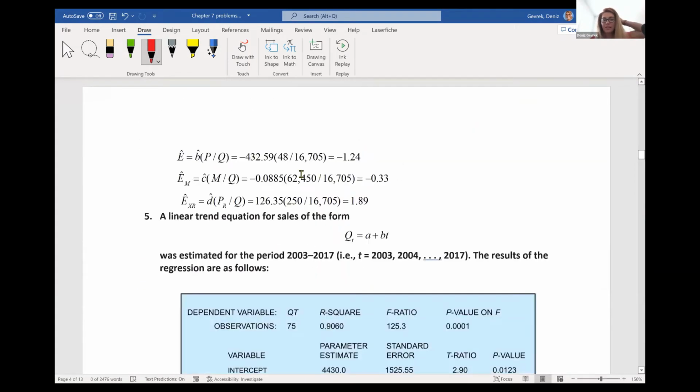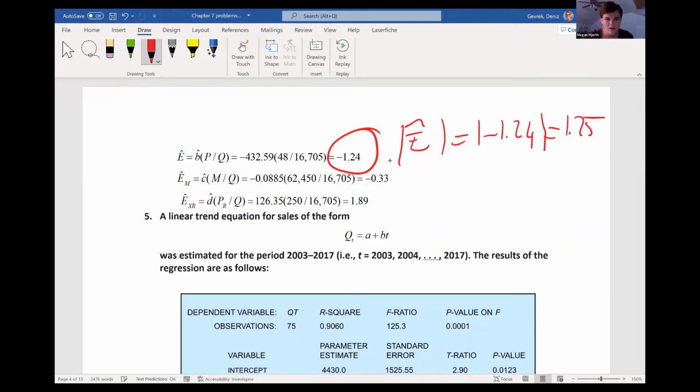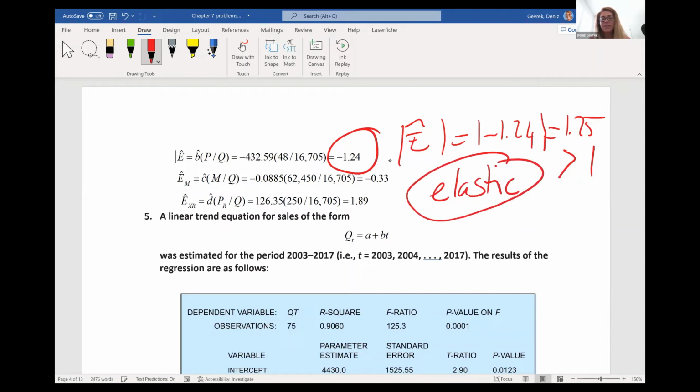So once you get that, elasticity is negative 1.21. What does it mean in English? First of all, is this elastic or inelastic? Less than 1... so it's greater than 1, in absolute value. So it is inelastic. No, it's greater than 1, so we call it elastic. Okay. What does this number mean in English? I am interested in that.